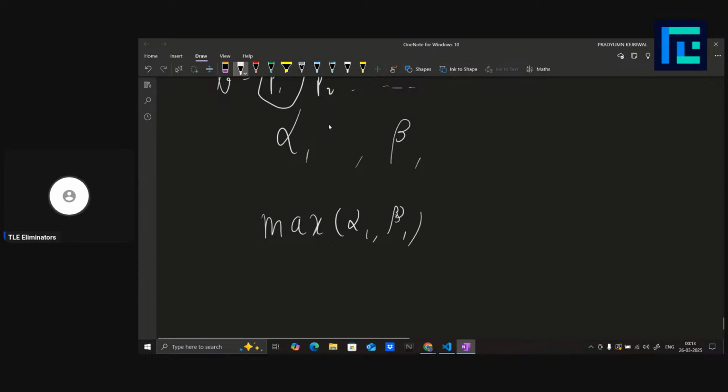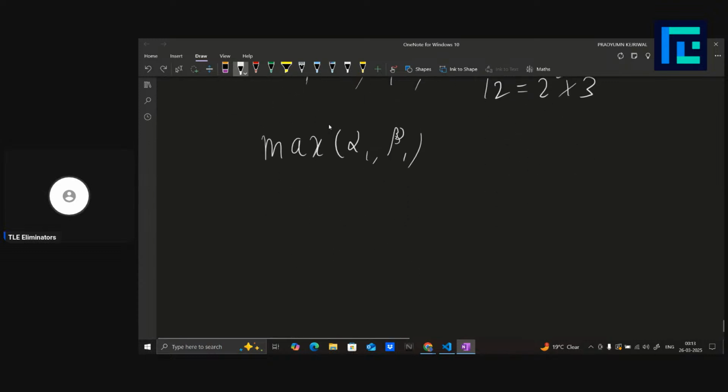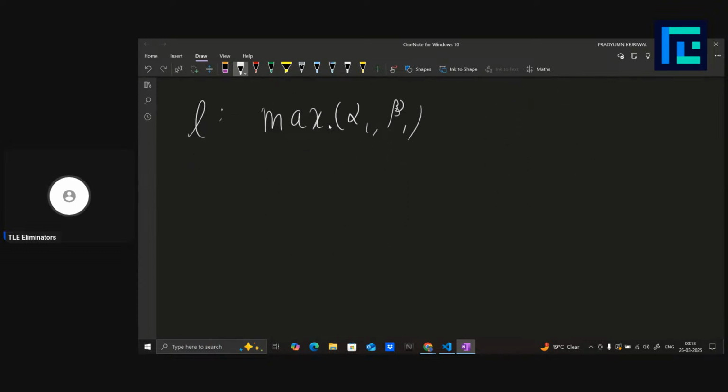Why? Because let's say for example we have 8, which is 2 cube, and we have, let's say, 12, which is 2 square into 3. So in their LCM, the power of 2 will be 3 because it is the bigger one of both. So in the LCM, the power of p1 is max of alpha 1 comma beta 1.